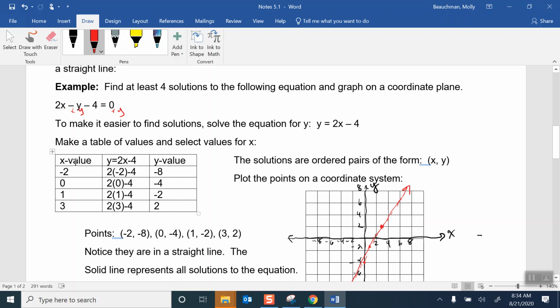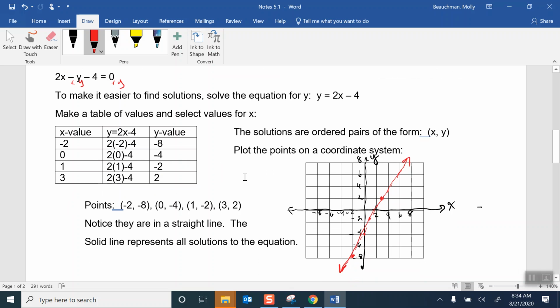You've got a table with your x values, and the 4 points I selected were -2, 0, 1, and 3 for the x values. Substitute your x values into the equation, and you'll end up with a y value. The solutions are ordered pairs in the form (x, y). So our solutions here are the points (-2, -8), (0, -4), (1, -2), and (3, 2).